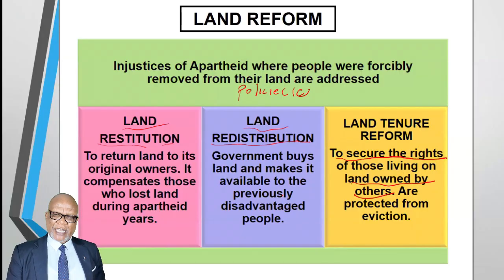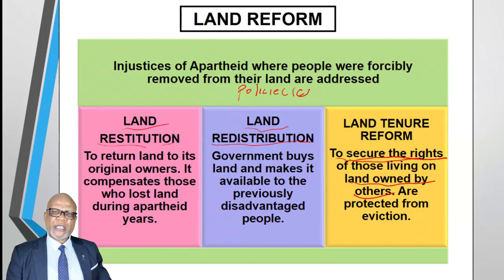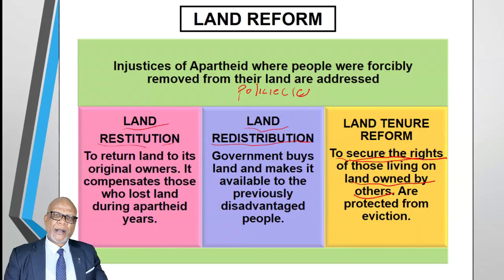So that is what you call land tenure. It is to secure the rights to occupy. Even if the land is not yours, you are protected in using that particular land. It is to secure the rights of those living on land owned by others, so that people cannot be unfairly removed from the land. Even if it is not theirs, they can be given an alternative land.